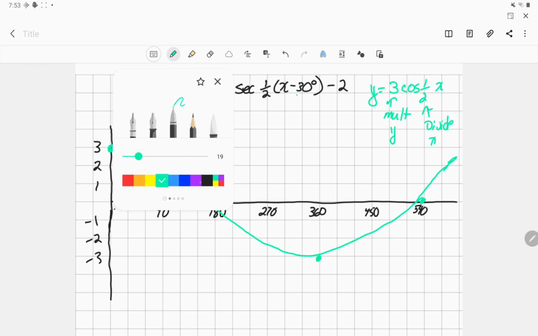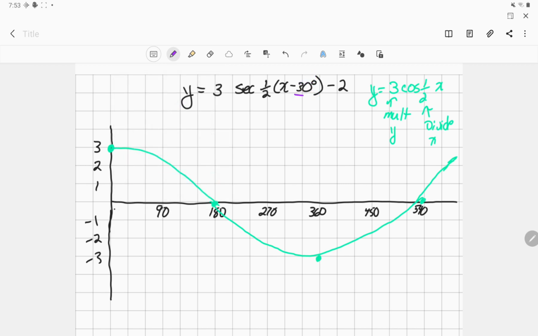This minus 30 would move all my points to the right 30 degrees, so 1 square, and down 2. So I'm going to go right 1 square and down 2. Right 1 square and down 2. Right 1 square and down 2.